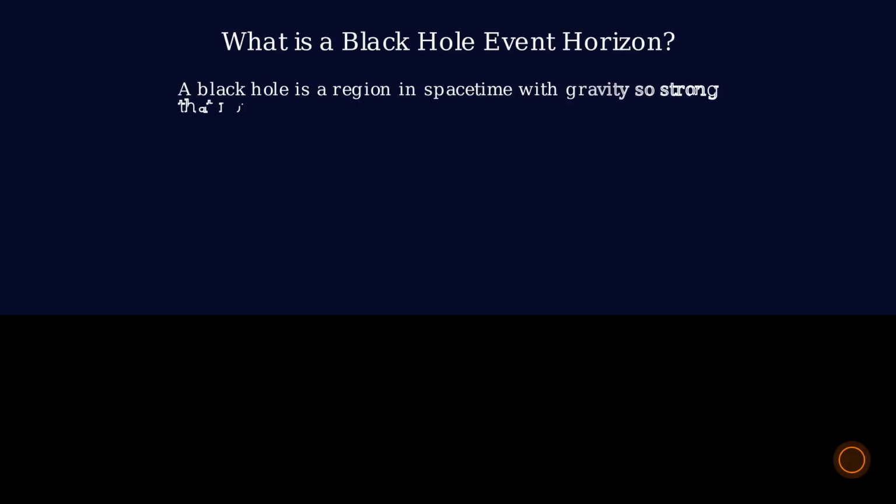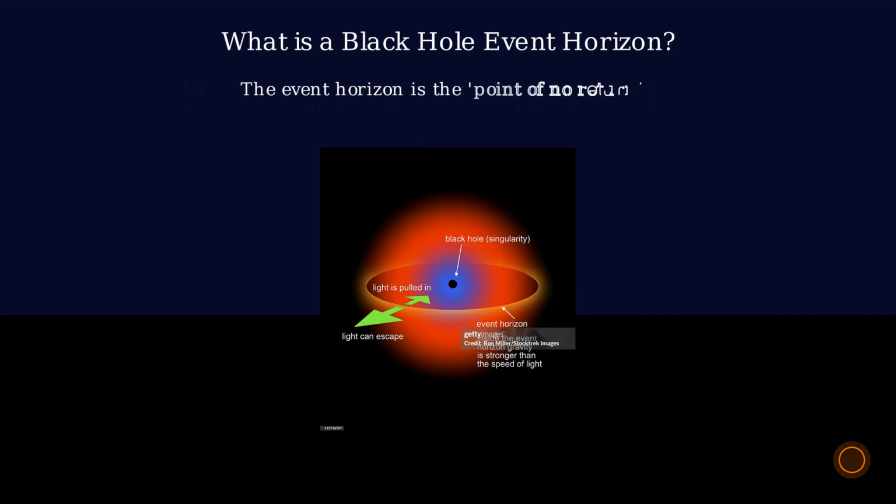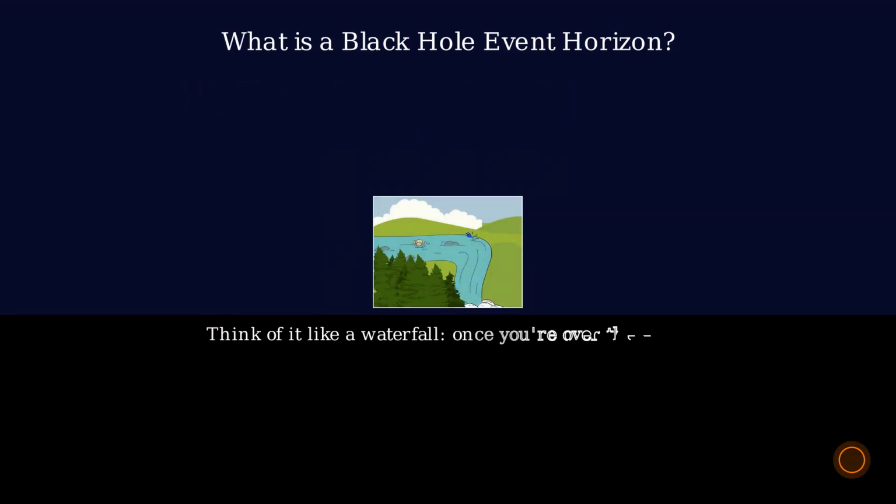A black hole is a region in spacetime with gravity so strong that nothing, not even light, can escape. The event horizon is the point of no return, the boundary around a black hole. Think of it like a waterfall. Once you're over the edge, there's no going back.